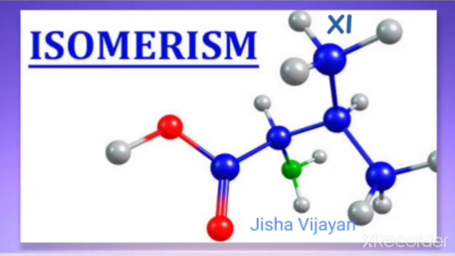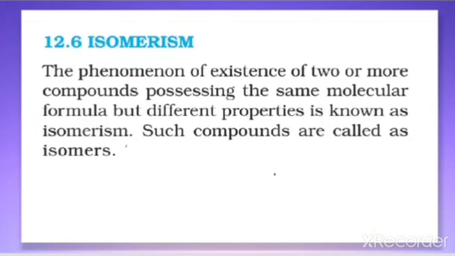Hello students, in this video we are going to discuss isomerism. Let us define what isomerism is. The phenomenon of existence of two or more compounds possessing the same molecular formula but different properties is known as isomerism, and such compounds are called isomers.